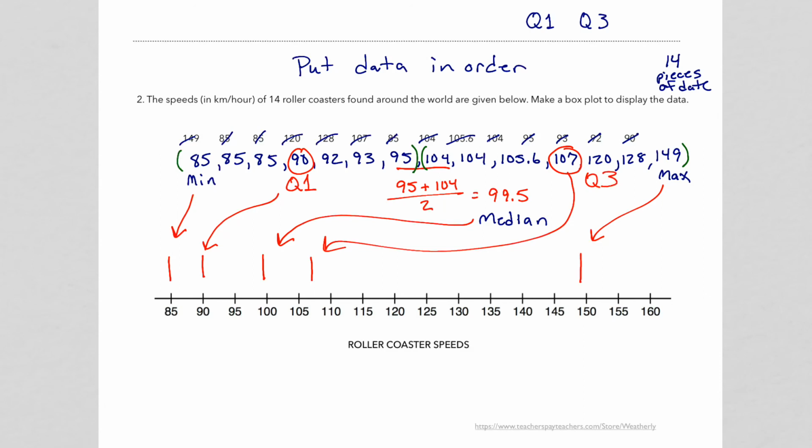All right, and it looks like just a bunch of lines, but when we connect our median with Q1 and Q3, and then we connect the whiskers to the min and the max, that's our box plot.